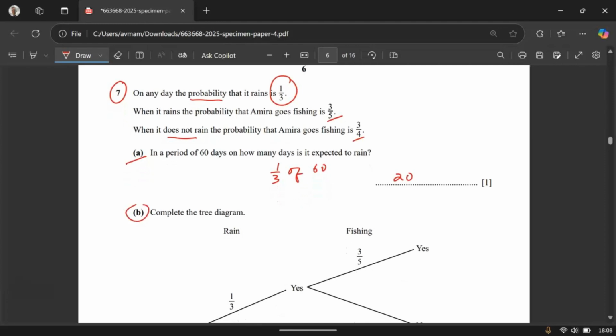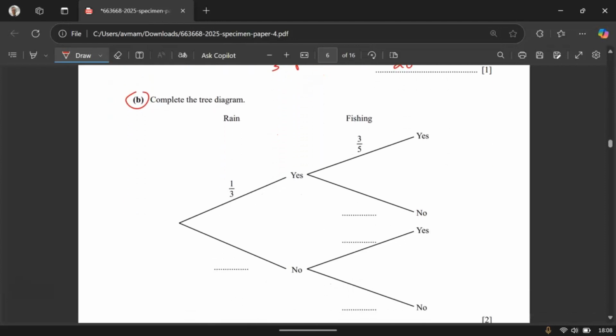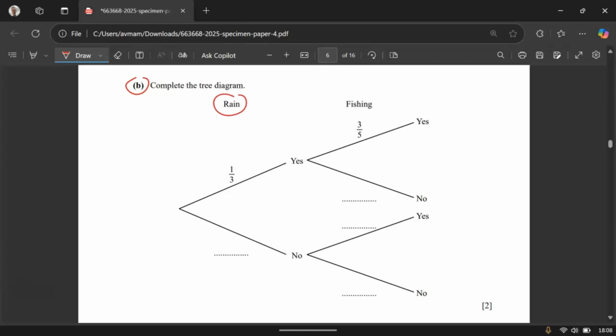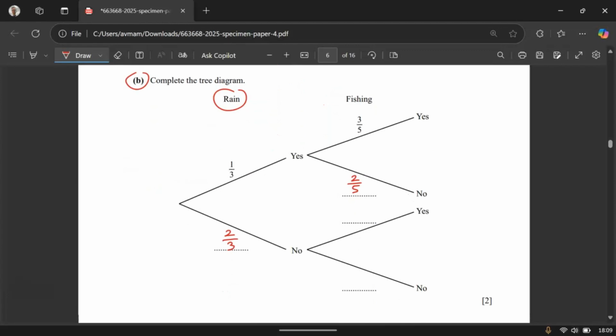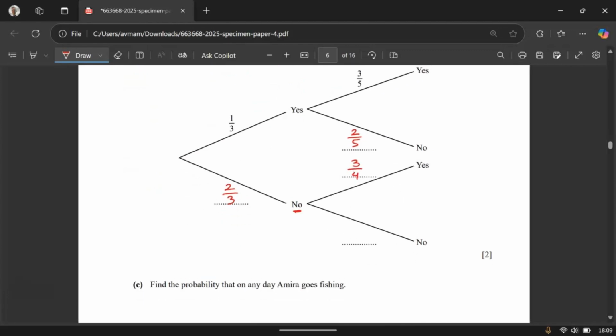Part B, complete the tree diagram. For rain, you have 1/3, so you will have 2/3 down there, and then for fishing is 3/5, and then down here you're going to have 2/5. And then let's go back to the question. It says when it does not rain, the probability that Amira goes fishing is 3/4, and then she does not go will be 1/4.